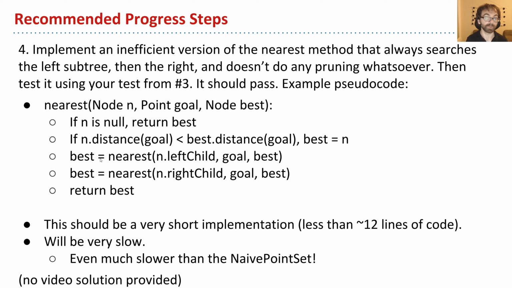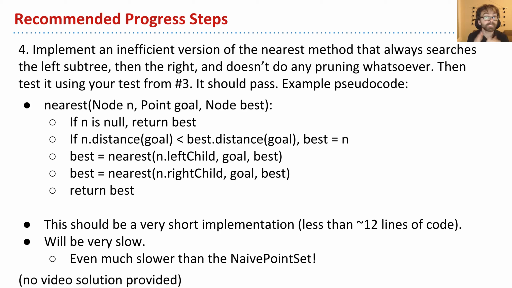Then on the right side, same deal. We're going to search the right child and replace the old best with the new best if indeed we find something better. And then finally, we'll return best, so the best of everything I've searched. Now this should be a really short implementation. I'd say less than 12 lines of code. I think mine was like 8, something like that.